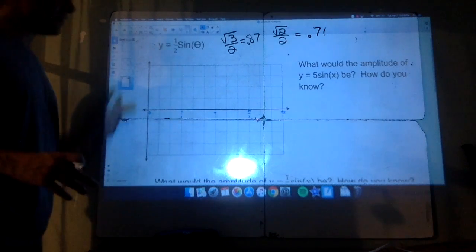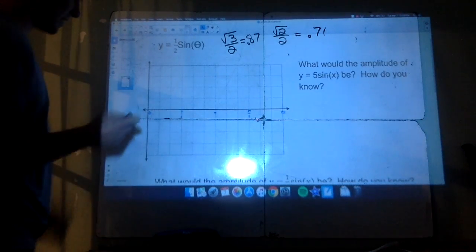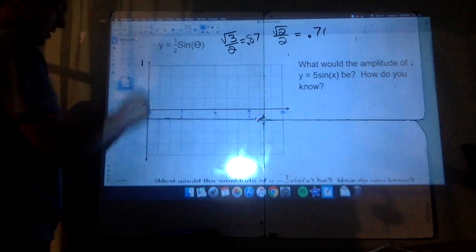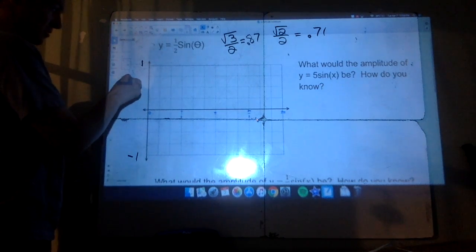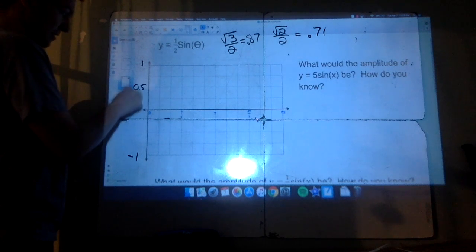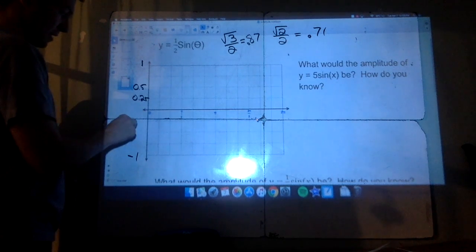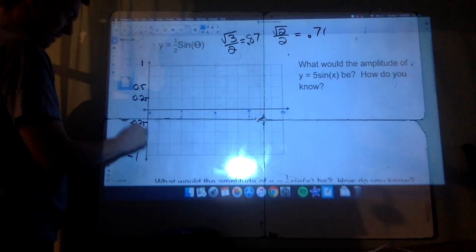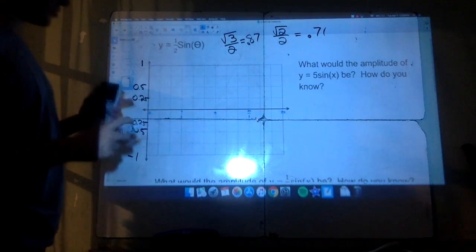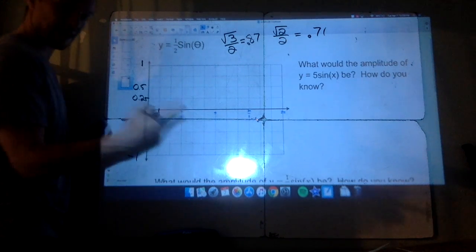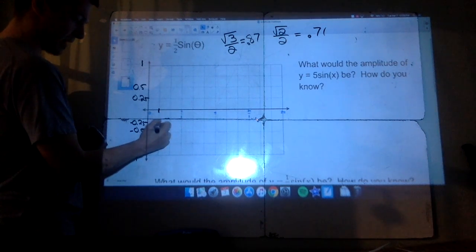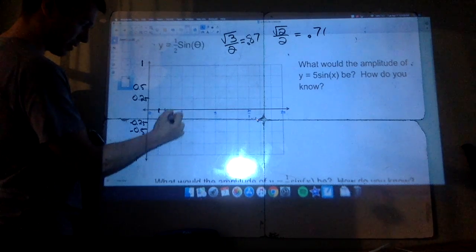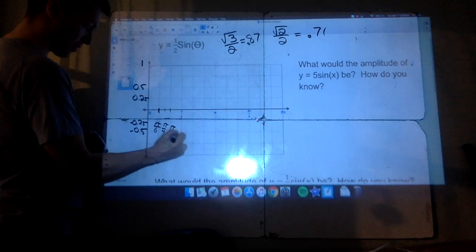So what we're going to do now is we're going to graph this 1/2 sine of x. And let's just, for the sake, say, let's just go from 1 to -1. So this would be 0.5, 0.25, -0.25, and -0.5. So I want you to mark those spots again. That's the first thing I want you to do. So this is pi over 6, pi over 4, and pi over 3.